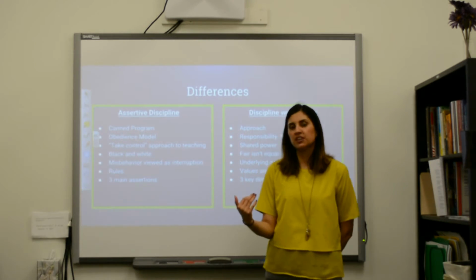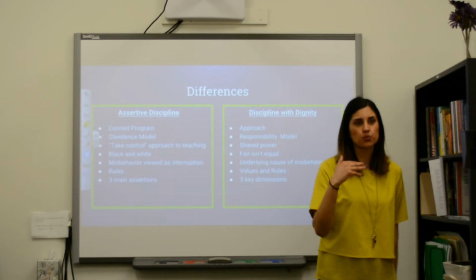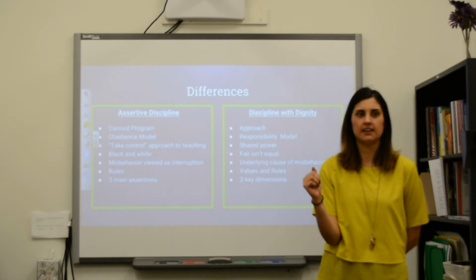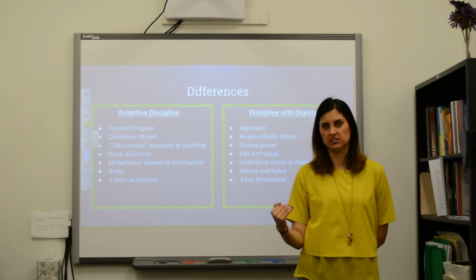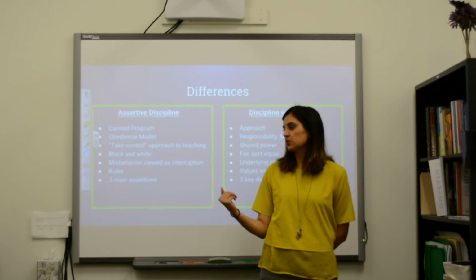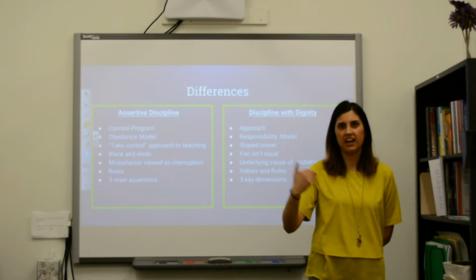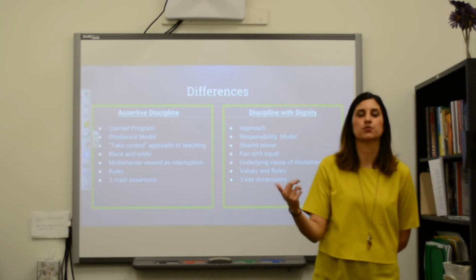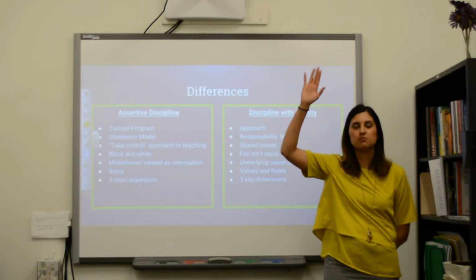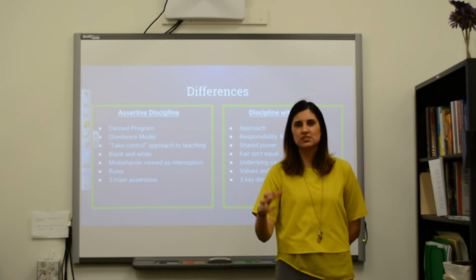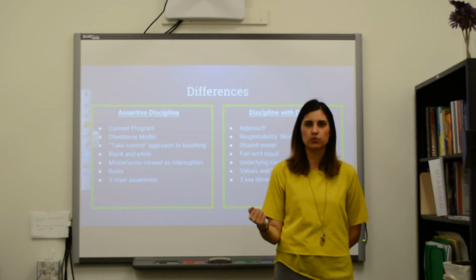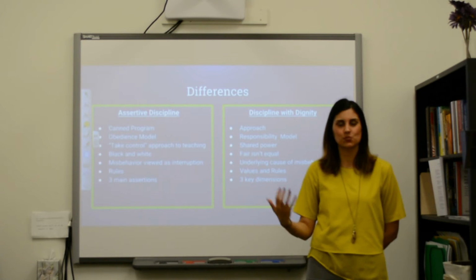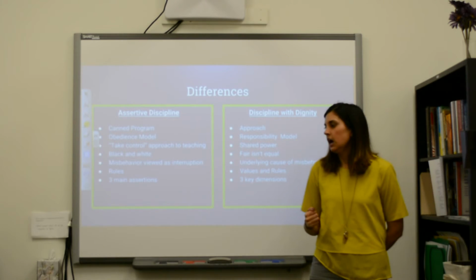With assertive discipline, there are just rules. The Canters recommend having 3 to 5 rules that the students follow. With discipline with dignity, there's a value behind the rule. So the value, say for instance, would be respectful, and the rule would be raise your hand before speaking. So the students associate those rules with values, which adds to that responsibility model. Here's why I need to behave.